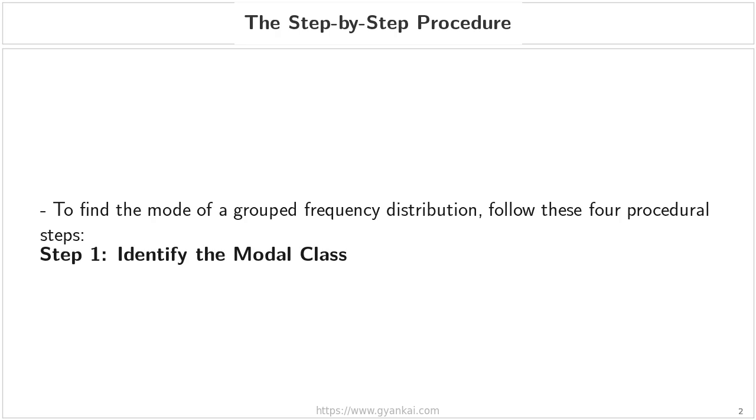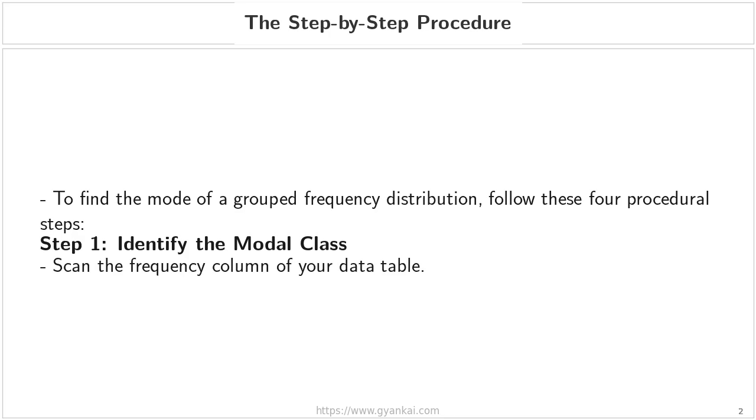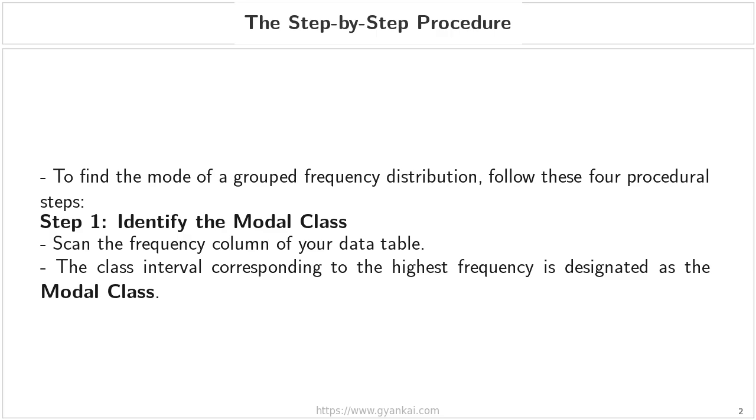Let's start with step 1, identifying the modal class. Before you even touch your calculator, you need to look at your data table. Your first task is to scan the frequency column. That's the column that tells you how many times each interval occurs. You are looking for the single highest value in that column. Once you find that maximum frequency, look across to its corresponding class interval. This specific interval is what we designate as the modal class.